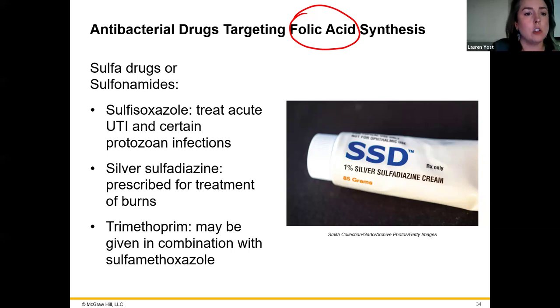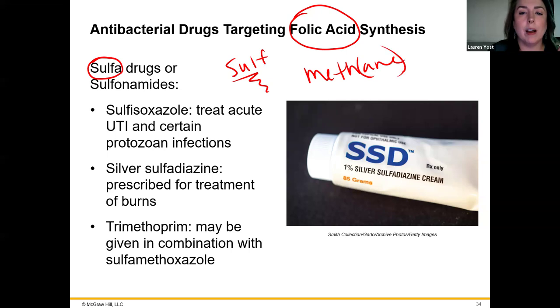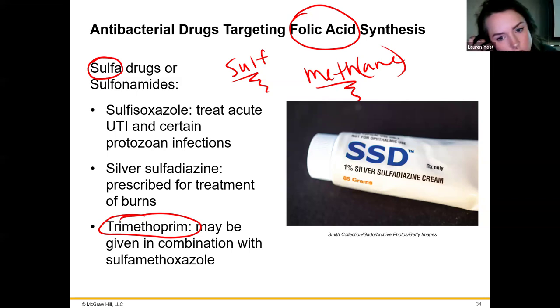That's great. These are the sulfas. I would remember if you see something with sulf in it, like sulfur, right? And we know sulfur is stinky. Let's just agree on that one, right? Another thing that is stinky is methane. So I'm bringing this up because if you see a drug that has sulf or meth, like trimethoprim, I want you to think stinky. The stinkies fall into folic acid synthesis prevention. All right. That's how you can remember that.